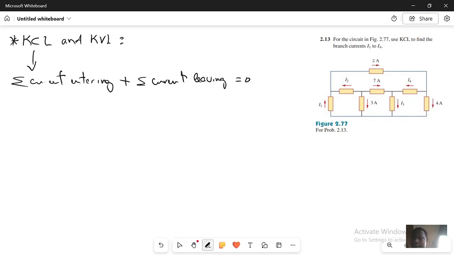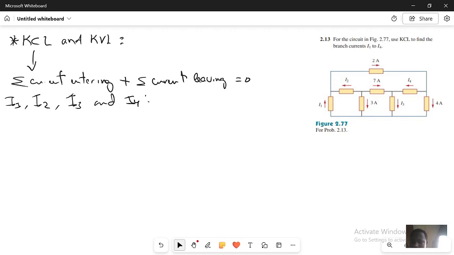For this circuit, use KCL to find the branch currents I1 to I4. We want to determine I1, I2, I3, and I4. So let's see.